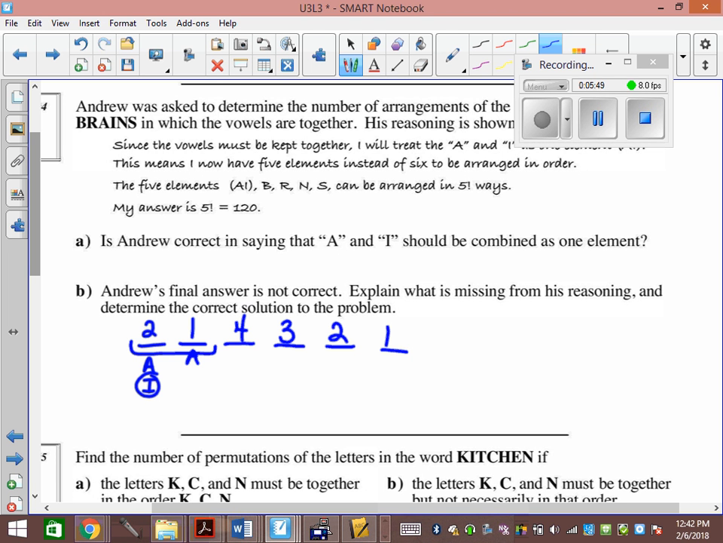This is the A and the I, right? This is the other four letters, correct? So this is one way they could be together, or two, because you can move them between these two letters, or you can move them between these two letters, or you can move them between these two letters, or you can move it to the back, could you not? So how many ways is that? One, two, three, four, five more ways, right?